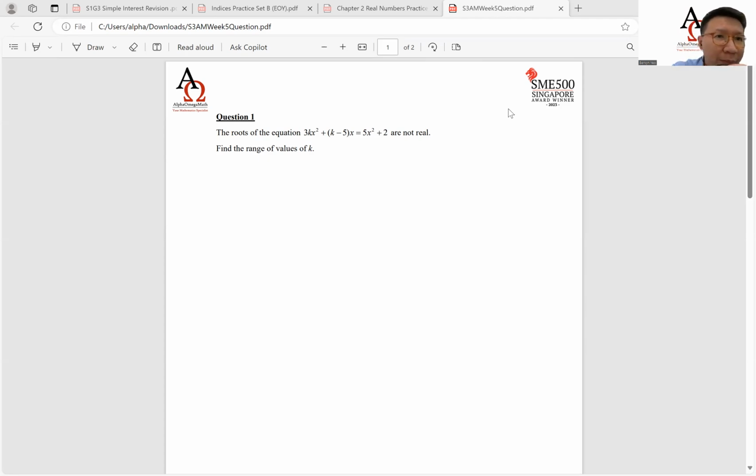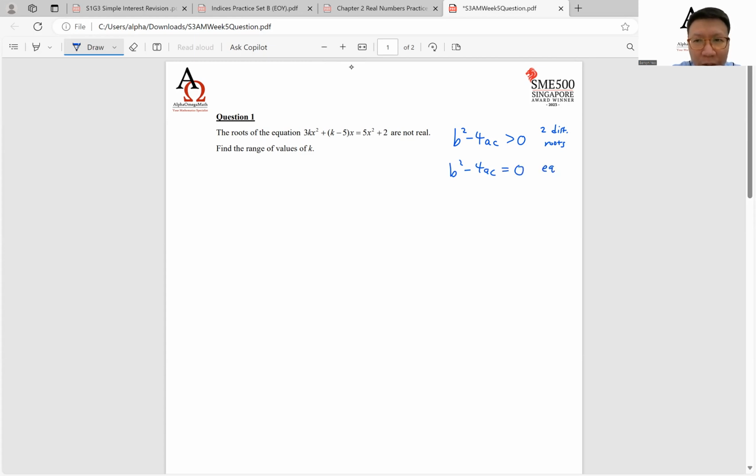Just a very quick recap before we tackle this question. Notice that we have the three conditions: b squared minus 4ac more than 0 will be for two distinct roots. b squared minus 4ac equals 0 will be for equal roots. And last but not least, b squared minus 4ac less than 0 will be for no real roots.